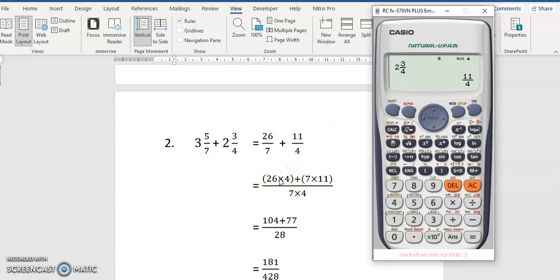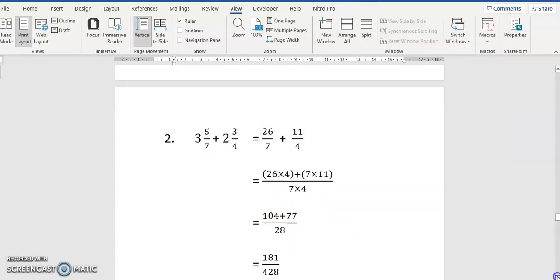Then we cross multiply. So 26 times 4 plus 7 times 11 divided by 7 times 4 gives us this. Then 26 times 4 gives us 104 plus 7 times 11 is 77 over 7 times 4 is 28.